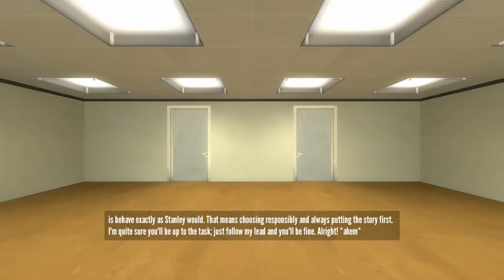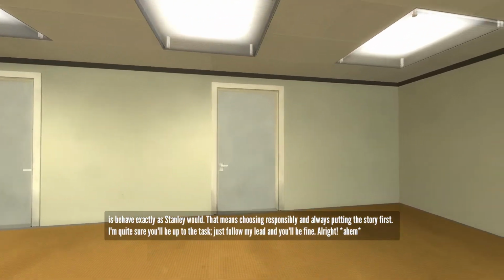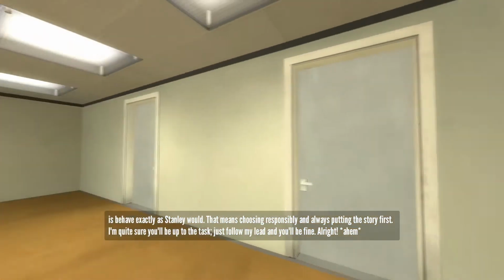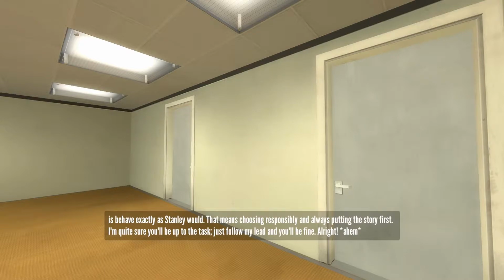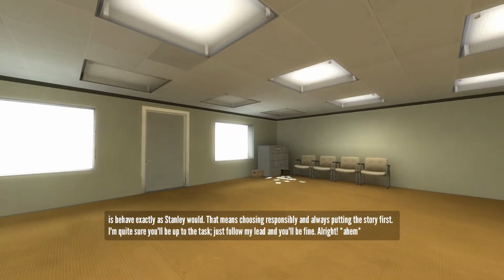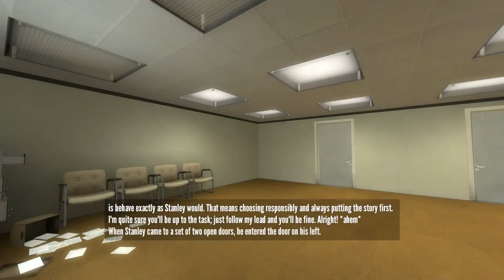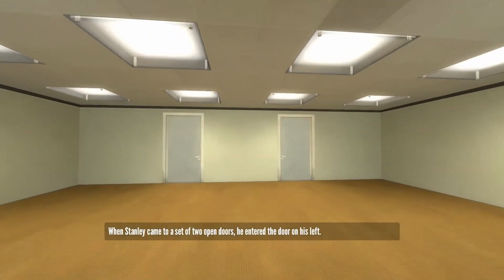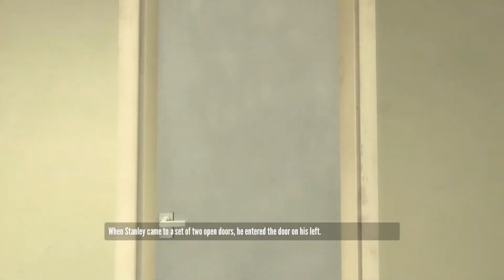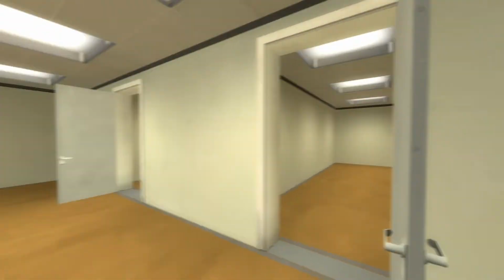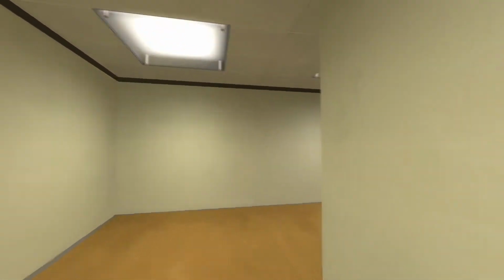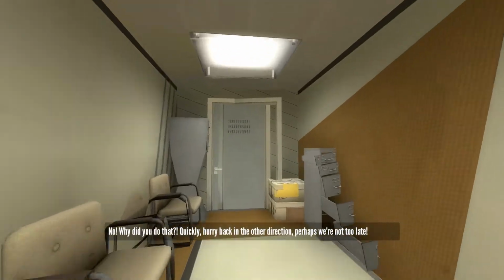Behave exactly as Stanley would. That means choosing responsibly and always putting the story first. I'm quite sure you'll be up to the task. Just follow my lead and you'll be fine. All right. When Stanley came to a set of 2 open doors, he entered the one on his right. No! Why did you do that? Quickly, hurry. Is it gonna keep on resetting until I actually go in the right direction?